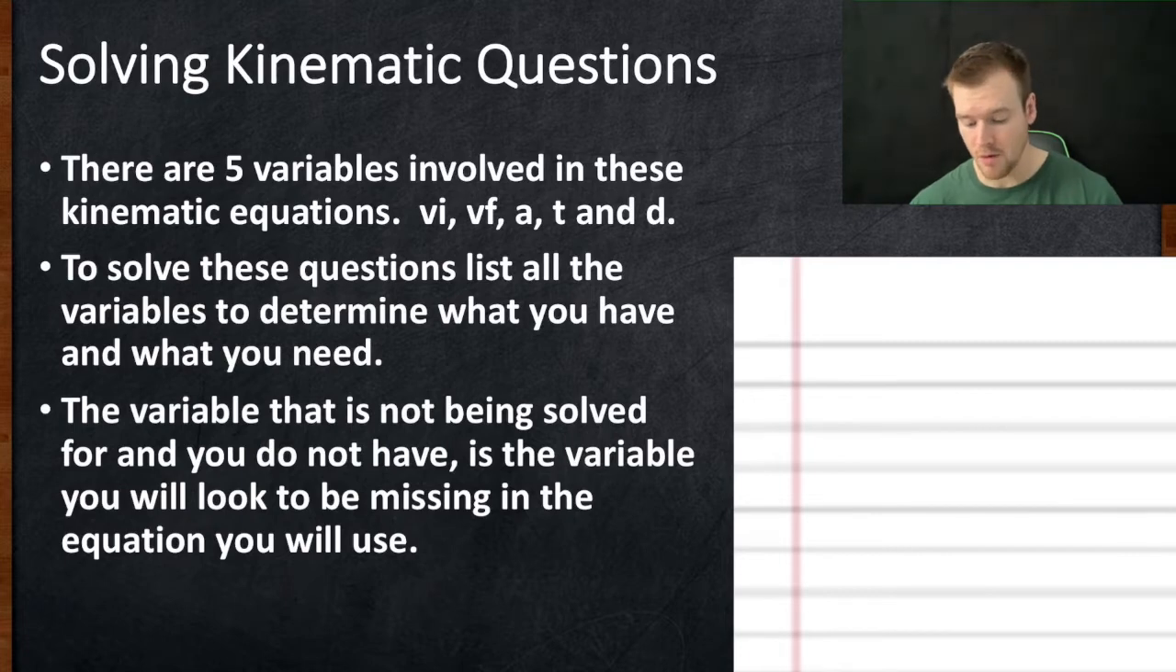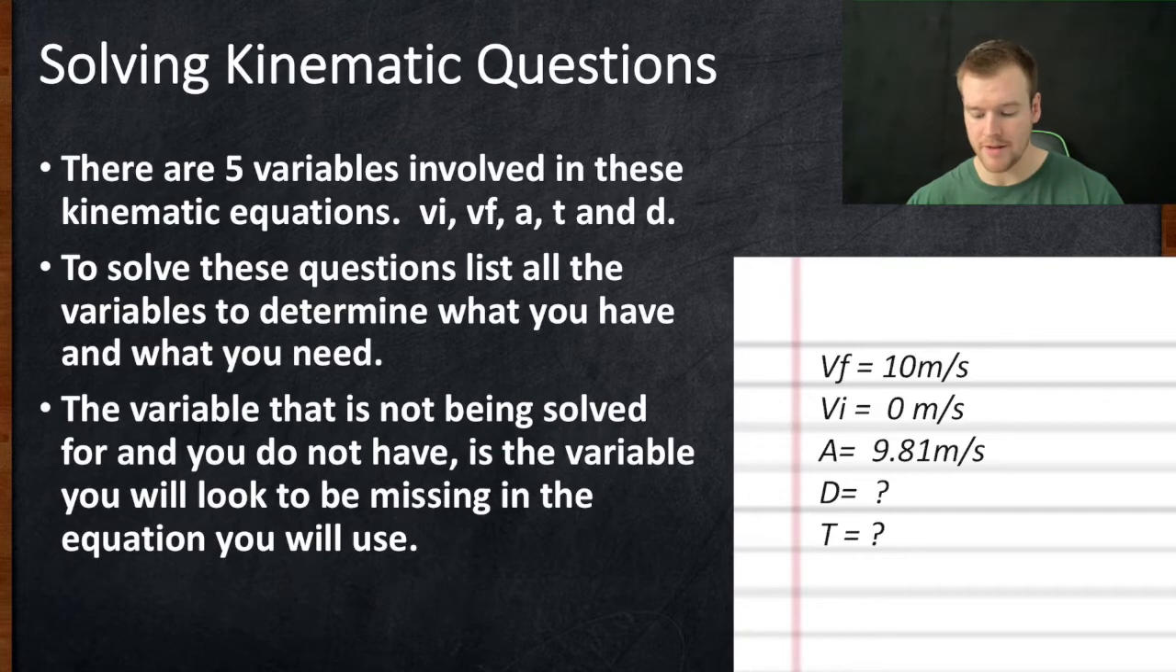So if this was your sheet of paper over on the side, you just write down all 5 of those variables like this, and say you know vf is 10 meters per second, vi is 0, the acceleration is 9.81, but you don't know the displacement or the time.